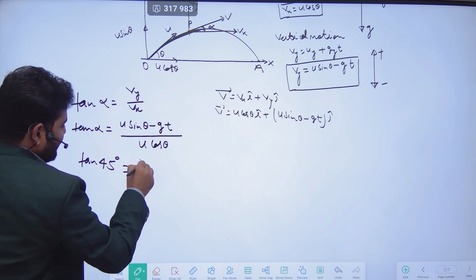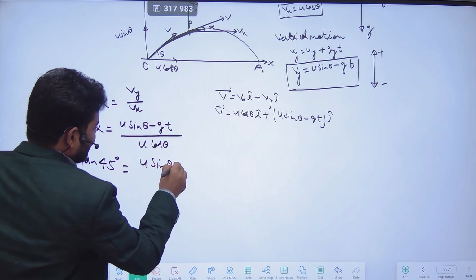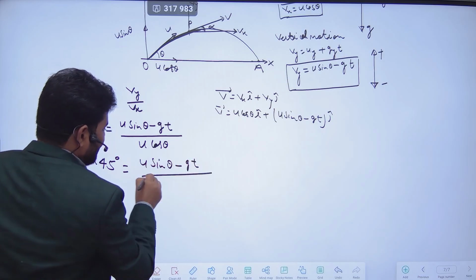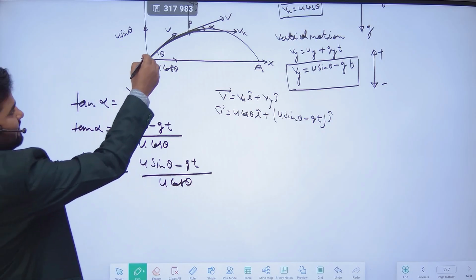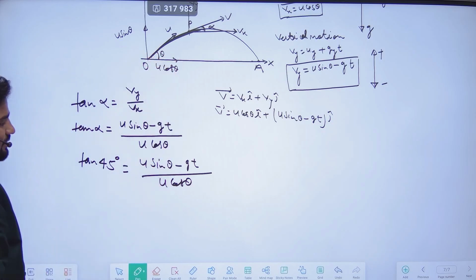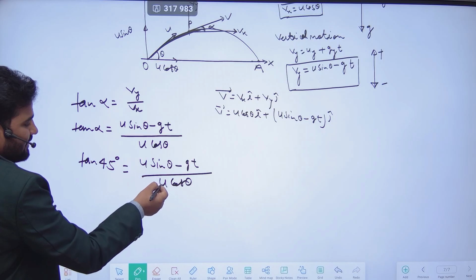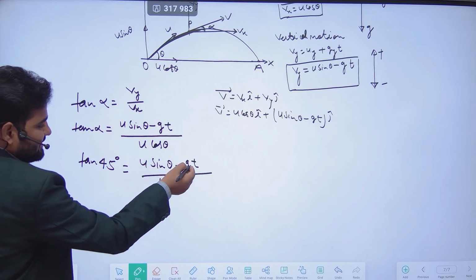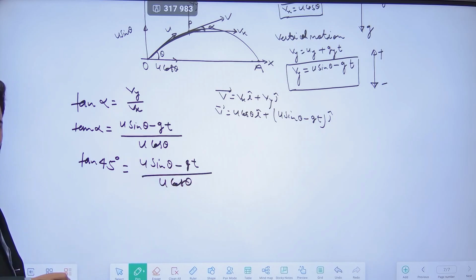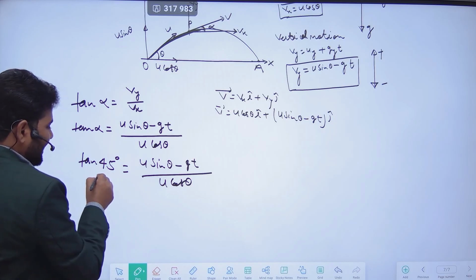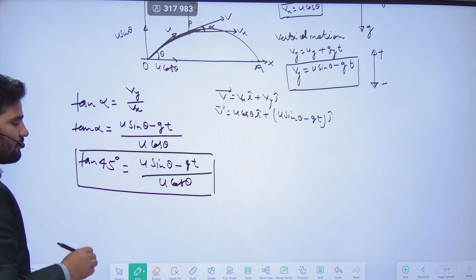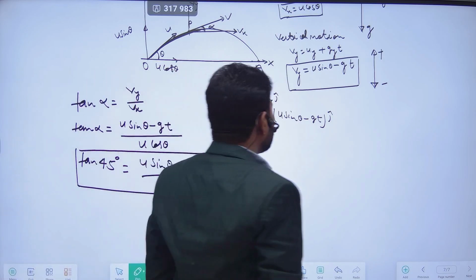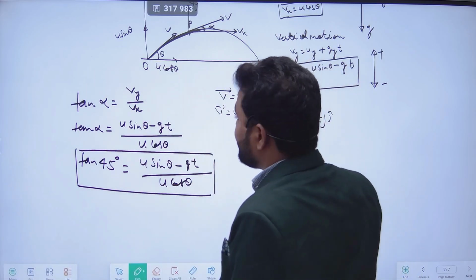So we'll get u sine theta minus gt upon u cos theta. If theta is the initial angle of projection, which is known, and u is also known, and g is, suppose, 10 meter per second square, then from here we can get the value of time after which the projectile will make an angle of 45 degrees.